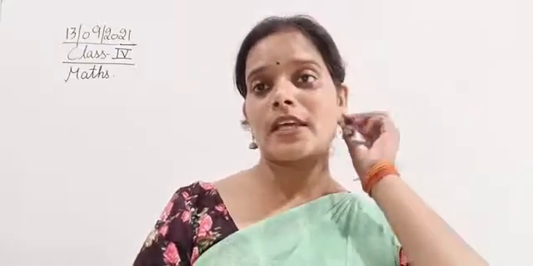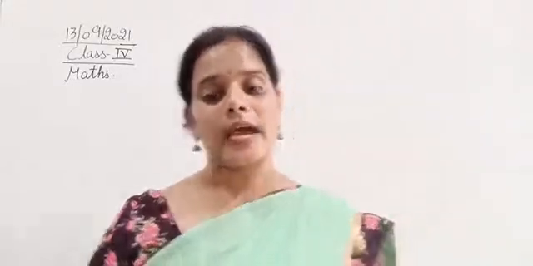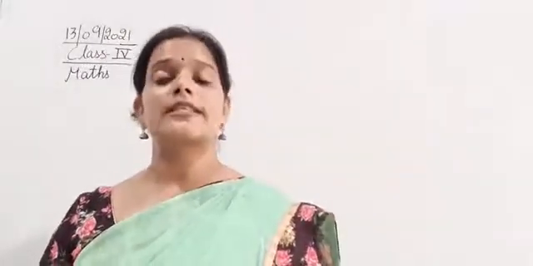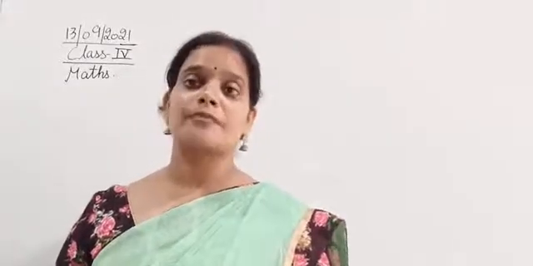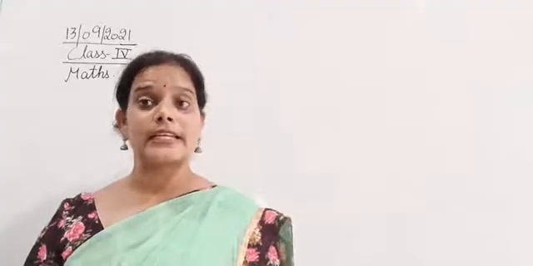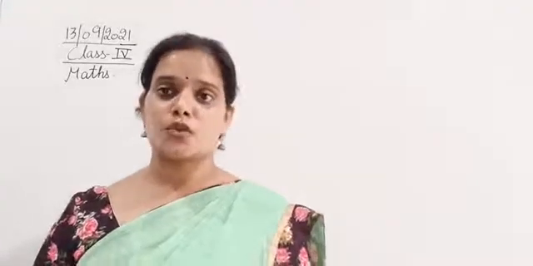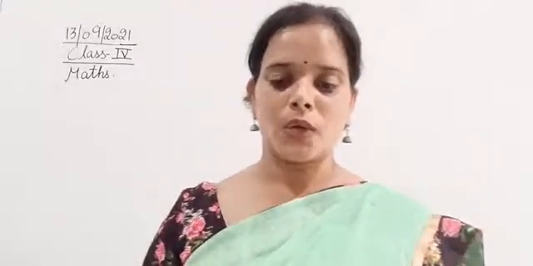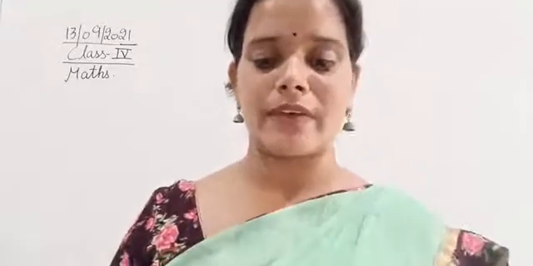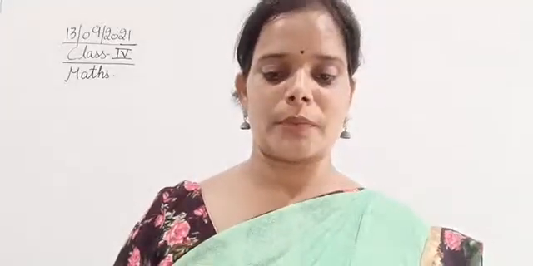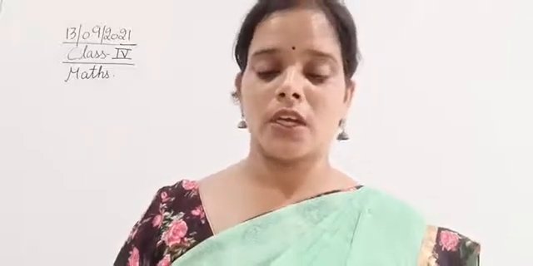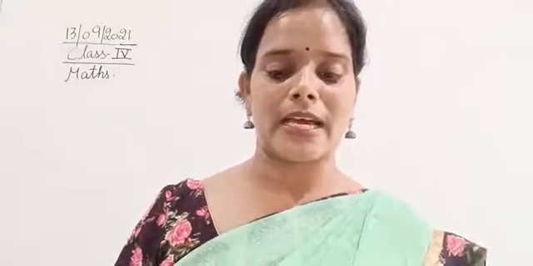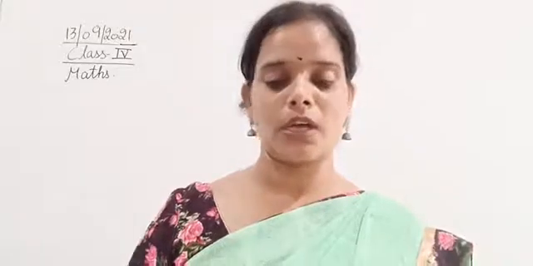So class, in our previous session, as you all know, we were doing exercise 7.5, in which we were discussing common multiples and the least common multiples. In the last session we have done up to the A part of question number 4. So now I'm going to start with the B part of question number 4.